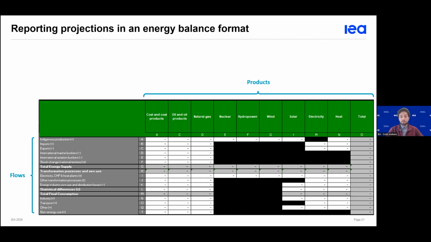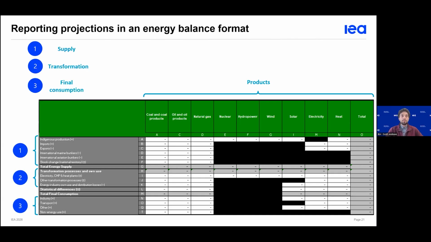Rows can be further separated into 3 blocks to aid our understanding, which is supply, where the energy comes from, transformation, how energy products transform into one another, and then final consumption. And then we use the terminology a lot saying energy, supply, and demand. And so when we say demand, we're typically adding transformation and final consumption together.